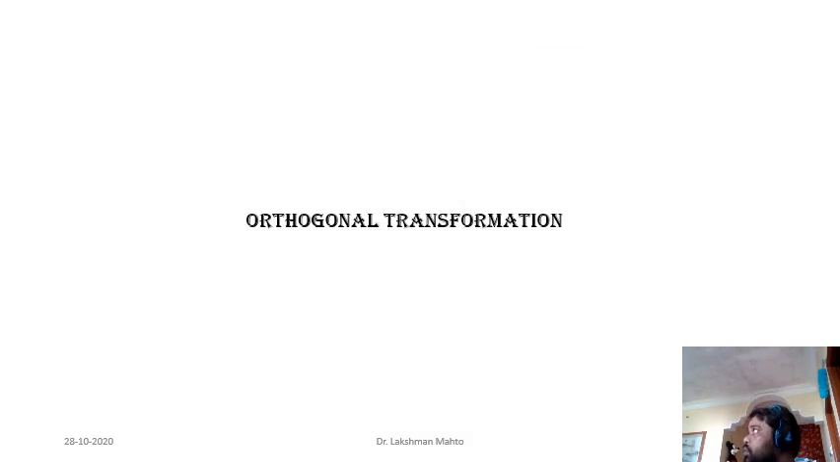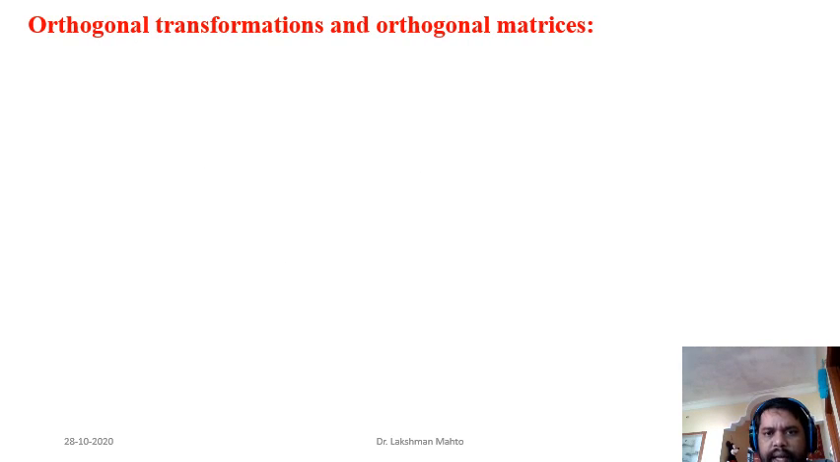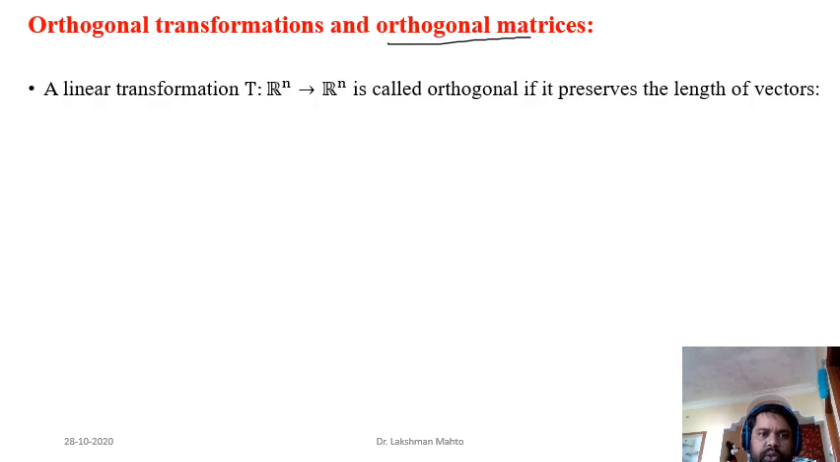So now I'm coming to the main part of today's lecture that I had mentioned, orthogonal transformation. What does it talk about? The matrix associated with an orthogonal transformation, we call an orthogonal matrix. Consider a linear transformation defined from Rn to Rn. We will call it orthogonal if it preserves the length of the vector. So the only definition of an orthogonal transformation is that it is a linear transformation.